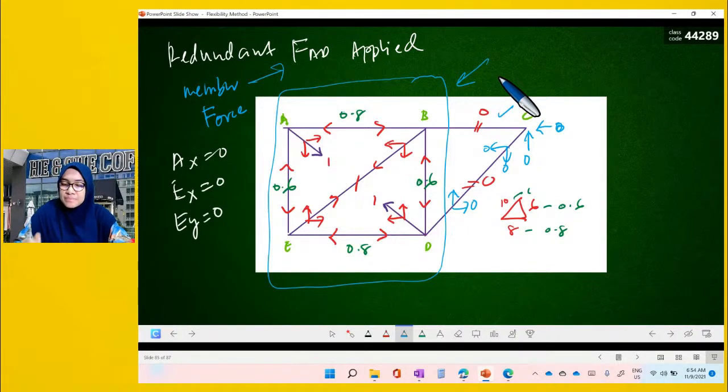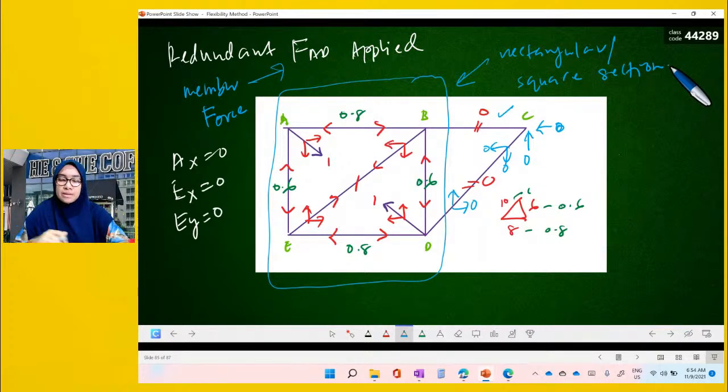That is why we only have values in what we call the rectangular or square section in the truss, depending on the geometry.